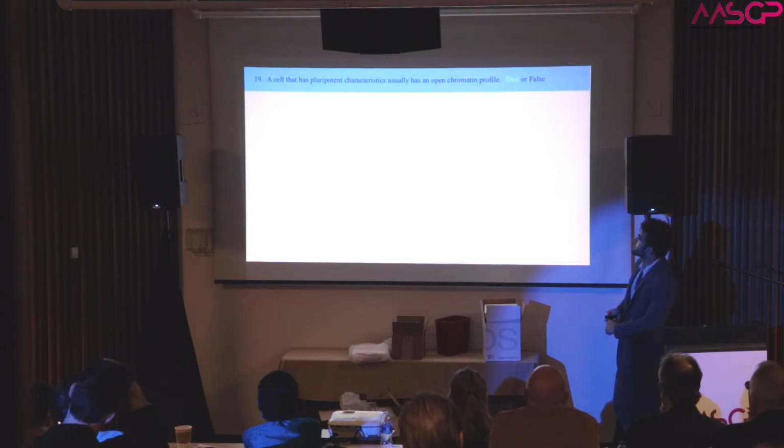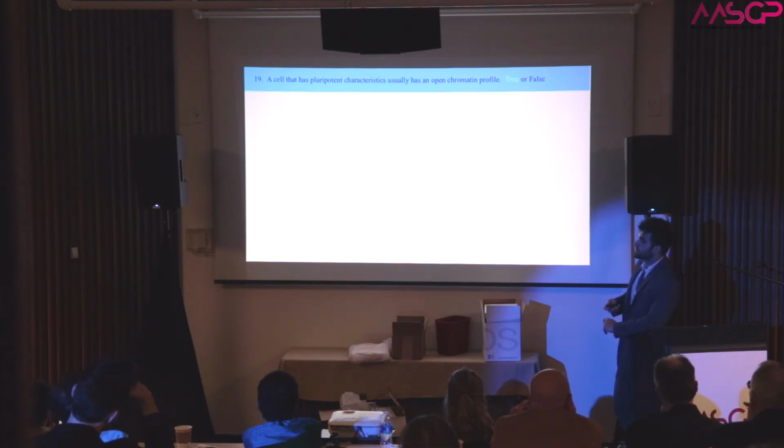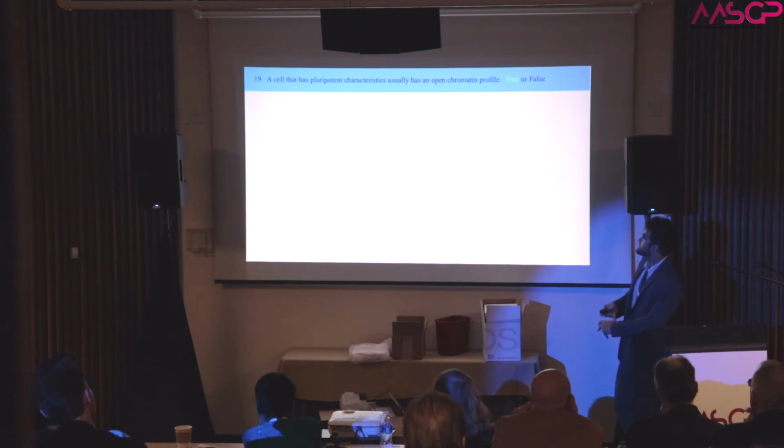A cell that has pluripotent characteristics has an open chromatin profile. An open chromatin profile means it's euchromatic. It's allowed to be fully transcribed. So that's something that makes sense. If something's pluripotent and has multiple fates it can go towards, its chromatin is probably going to be more open and easily accessible.